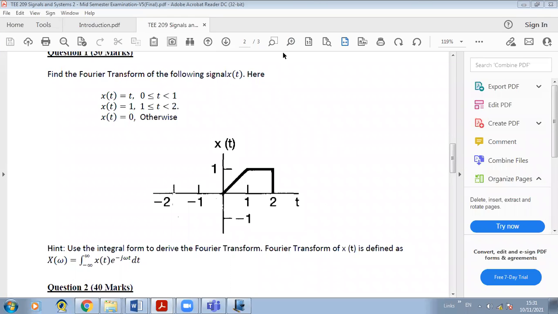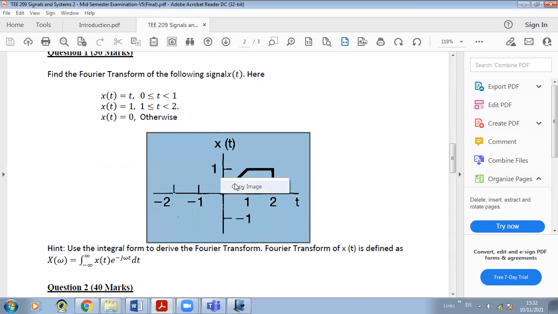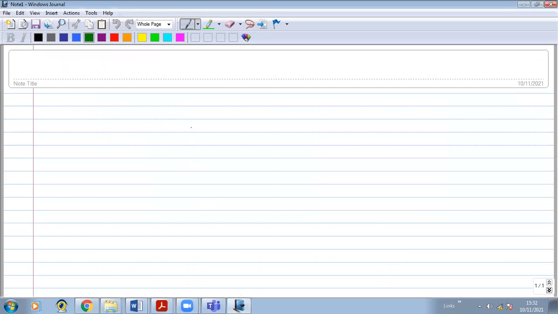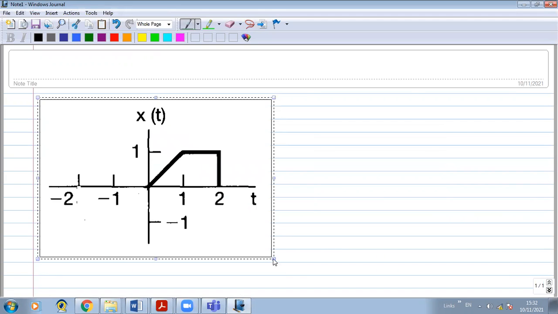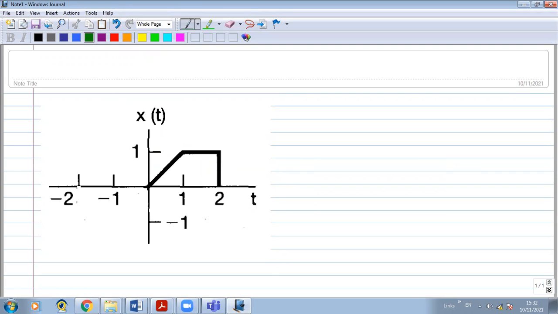Okay, we will do one example in Fourier transform. This is your first question of your mid-semester exam paper. I hope it is not a difficult one. Easy question. We have to evaluate the Fourier transform of this signal. Very easy, no? So we will do it.